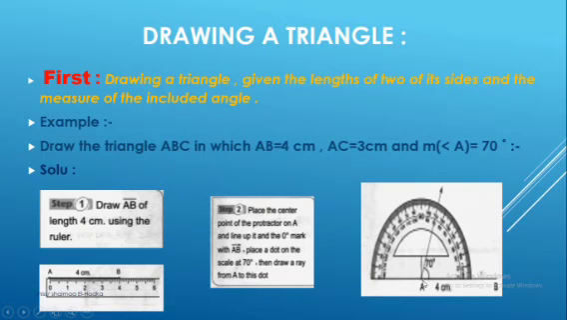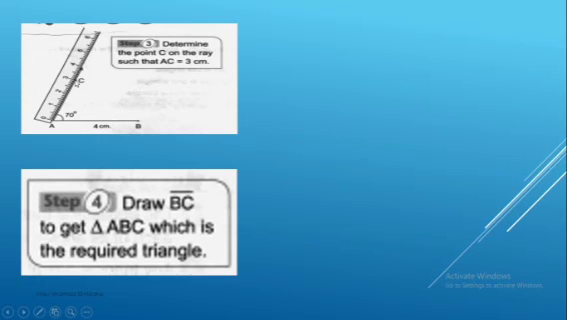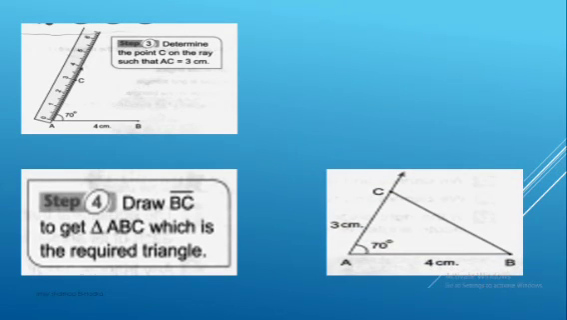Place the center point of the protractor on A and line up at the 0 degree. After that, place a dot on the scale at 70, counting 0, 10, 20, 30 and so on. Then draw a ray from A to this dot. Step 3, determine the point C on the ray such that AC equals 3 cm by using the ruler. Step 4, draw BC to get triangle ABC, which is the required triangle.